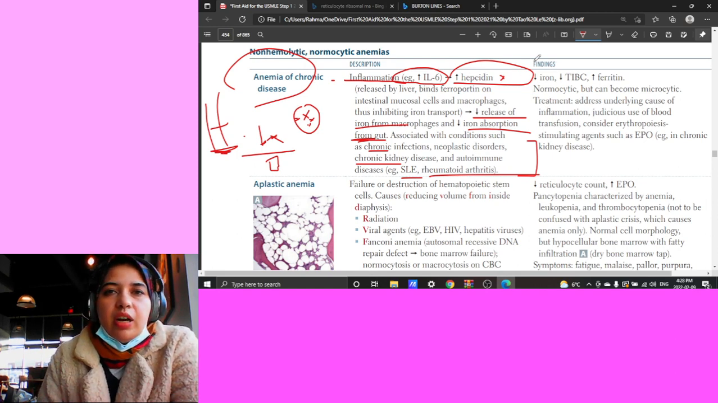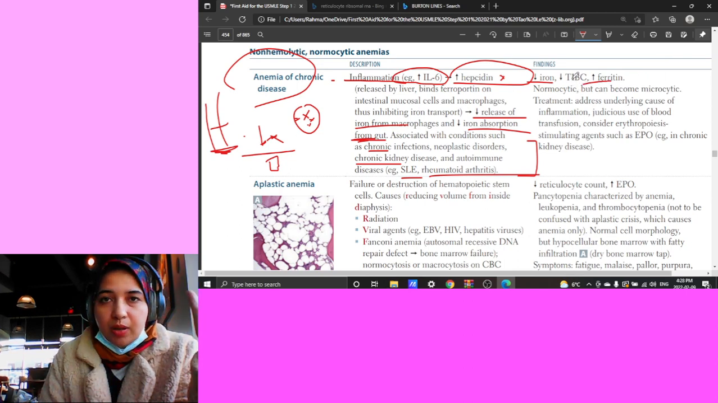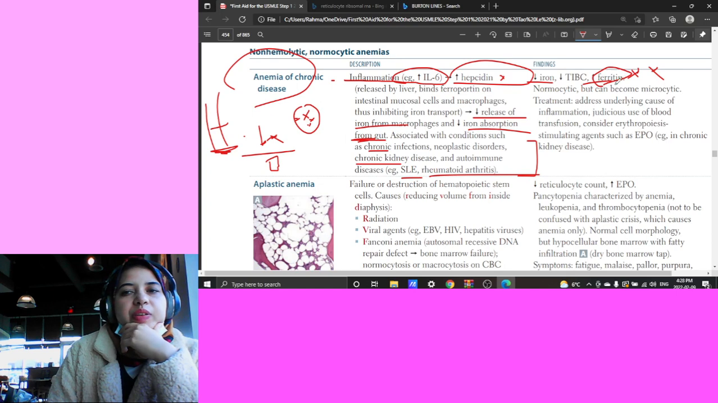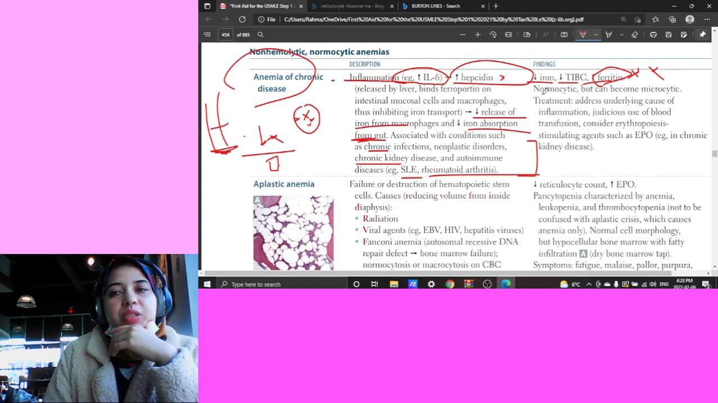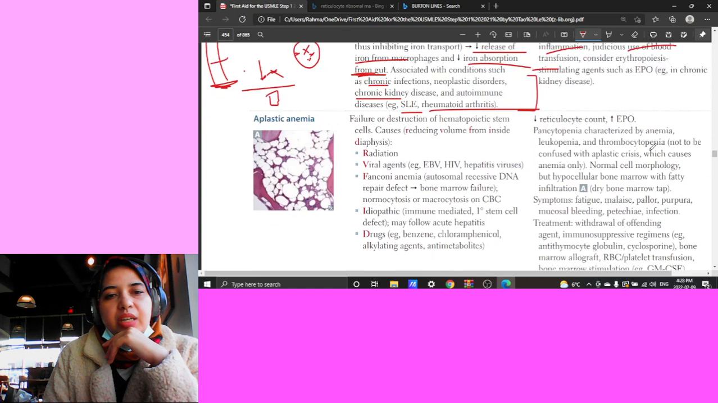So what is that going to look like on your labs? You're going to have decreased iron overall because I'm decreasing my iron absorption from the gut. You're going to have increased ferritin because my stores are full of iron. I'm not letting go of them, right? We're not letting go of iron from the macrophages, so the stores are full. But also ferritin is a marker of inflammation. That's one thing to keep in mind. You're going to have decreased TIBC. It is normocytic, but eventually it becomes microcytic. Treatment is to address the underlying cause of the inflammation and reduce the use of blood transfusion, considering an erythropoiesis-stimulating agent.